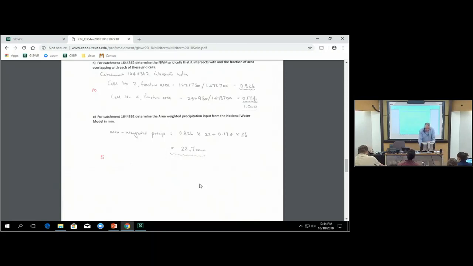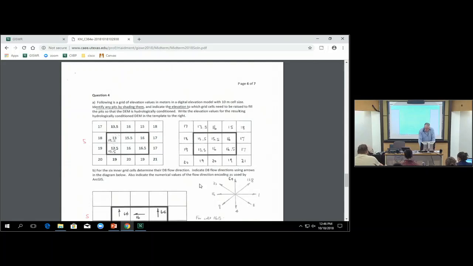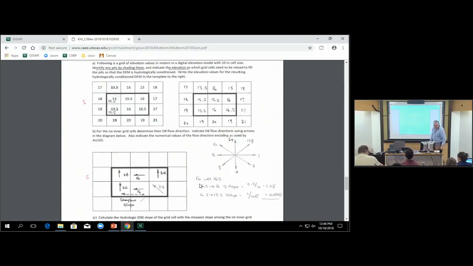Okay, the last one. This was a skill that we've gone over a number of times. So 13 and 12.5 have to be raised to 13.5, and then you write that in the diagram next door and do the work from that diagram from that point on.